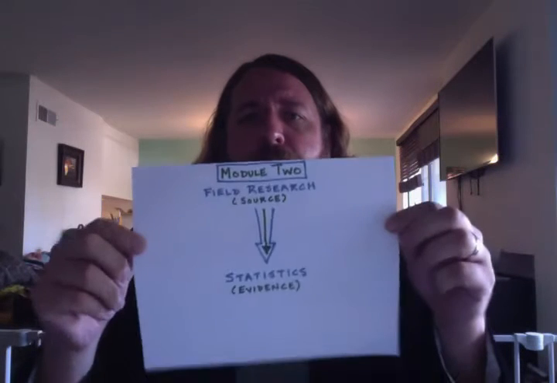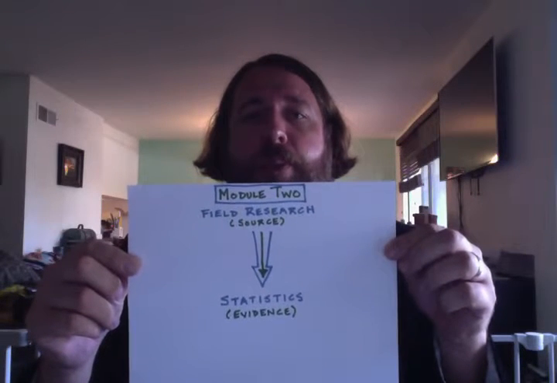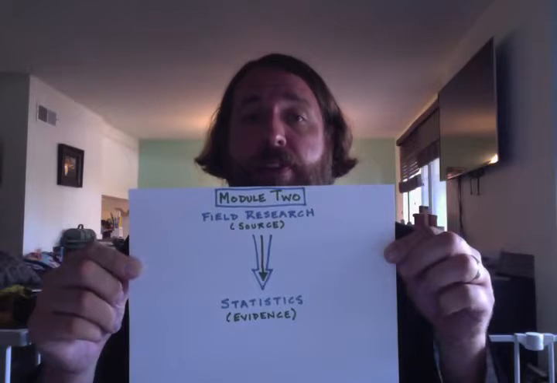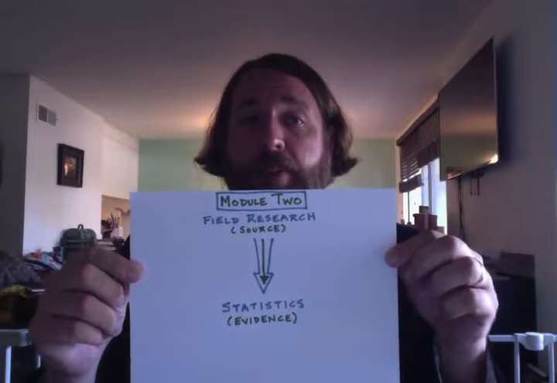So, what are we going to do in the next module of English 100? Well, in Module 2, our goal is to use field research as a source to create statistics that we will use as the second of 4 forms of evidence to support the arguments we will make in our research papers.